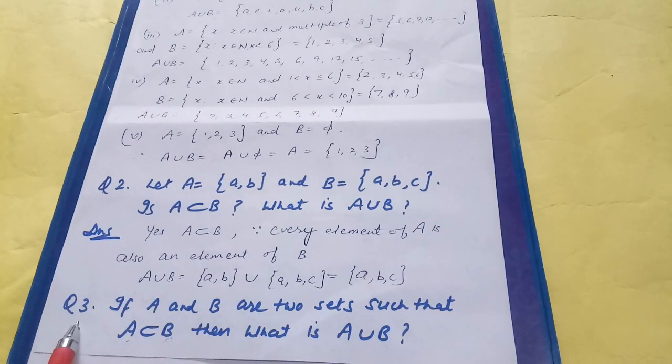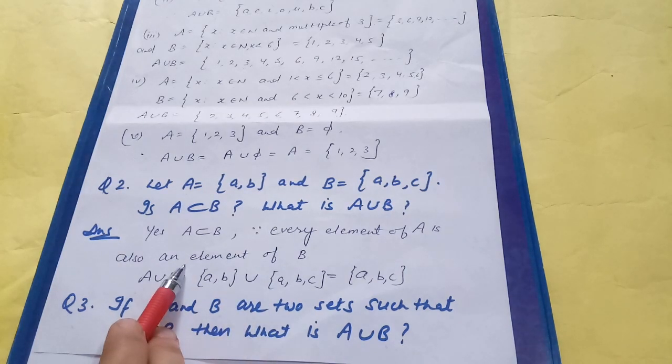In next question number 3, if A and B are two sets such that A is a subset of B, then what is A union B? Now this question is correlated with the second question also.